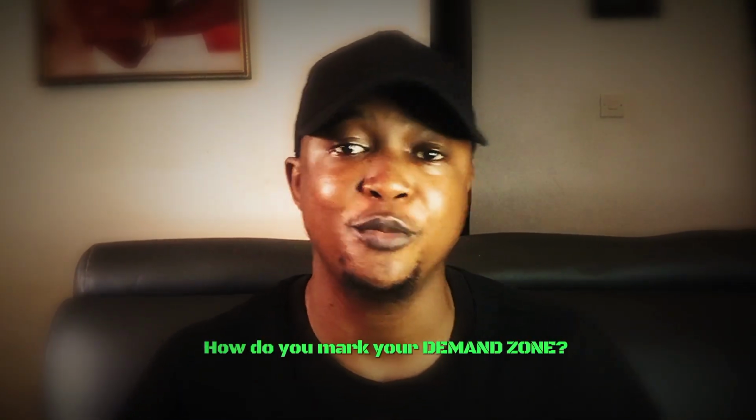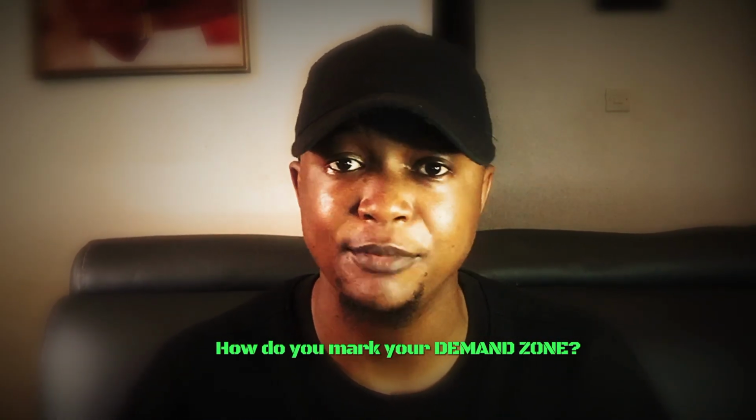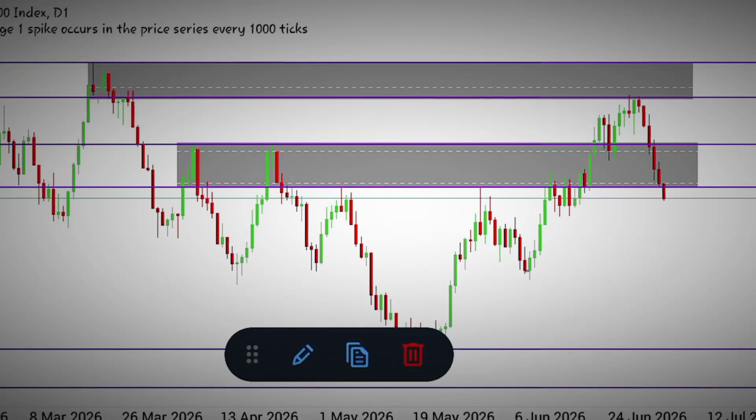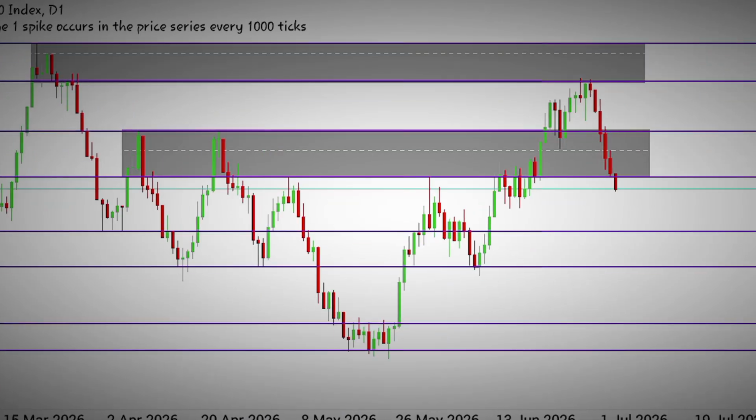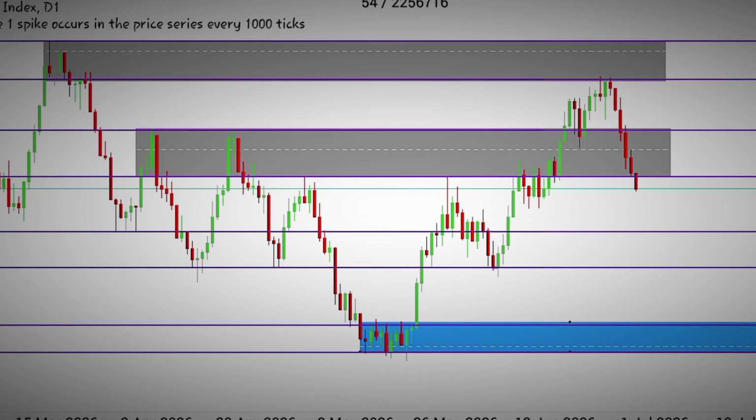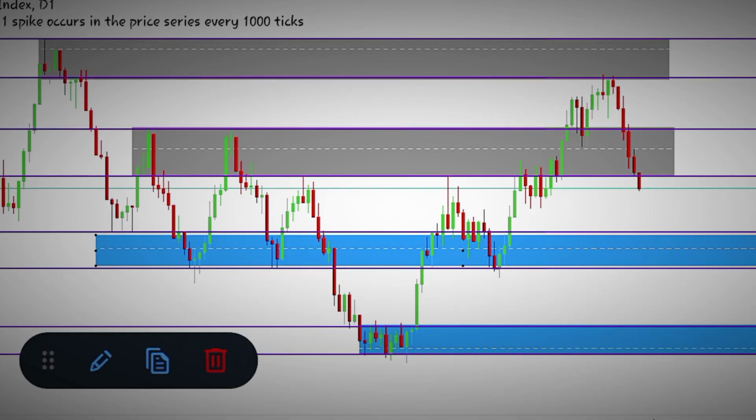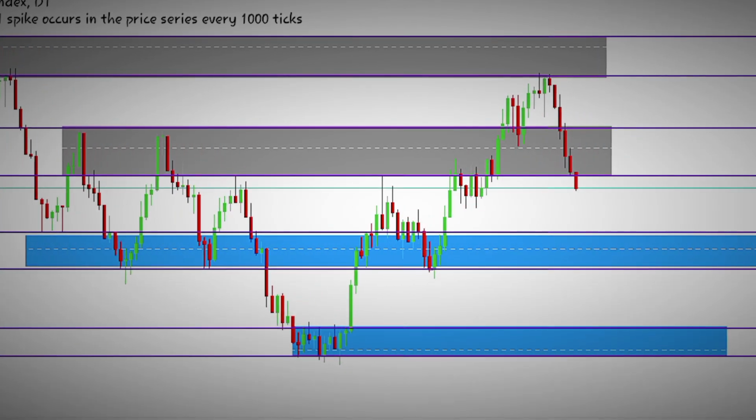So the more reaction you have at this same level means the stronger the demand zone, and that is your proven demand zone, and that is where the secret point is relevant. So now comes to how do you mark your demand zone. Same tools are applicable. So you use the horizontal line and the rectangle shape to mark the main candle that form the zone. Mark it clearly and keep it simple.